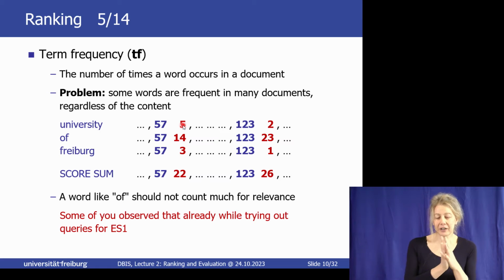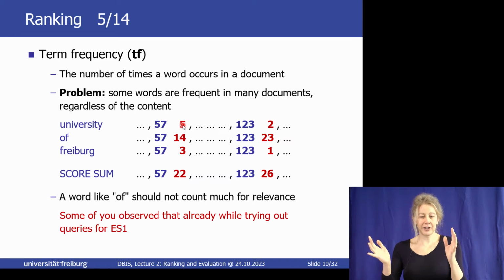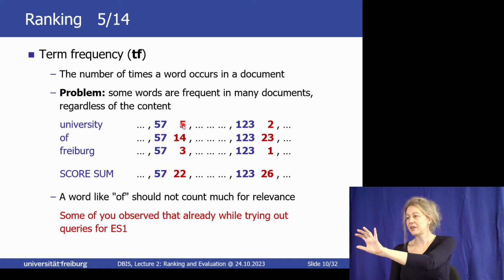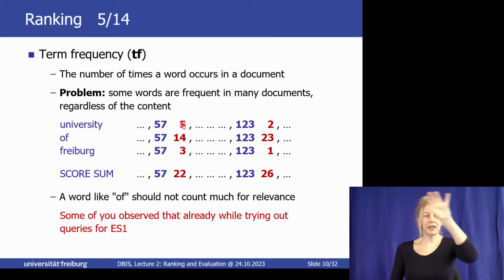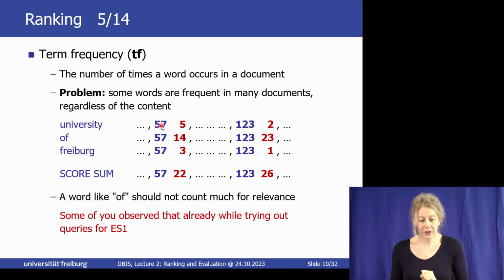Well, we already did that in the very first exercise sheet because we just appended things to the inverted list, right? I'm in a particular document and I see the word Titanic and I just append this document ID to the inverted list for, or let's say here's university, okay. I'm in document 57. I see university for the first time. I append 57 to that inverted list.